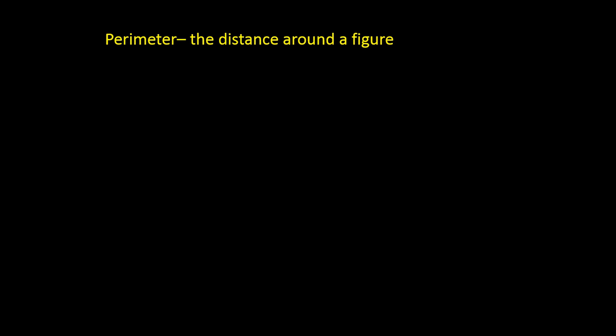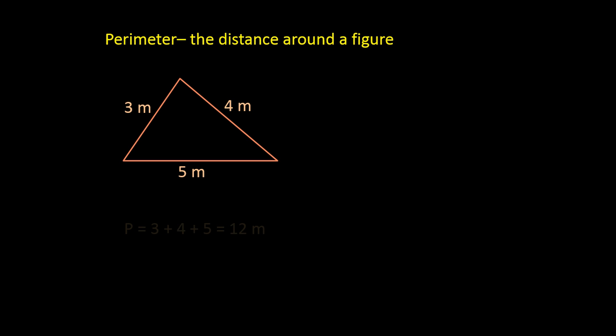Now, when we're measuring linear measurement, we can also do things like measure perimeter, which is the distance around a figure. If we have a figure like a triangle and we want to measure its perimeter, all we have to do is add together the lengths of the 3 sides of the triangle.